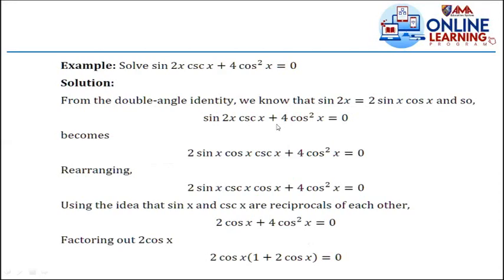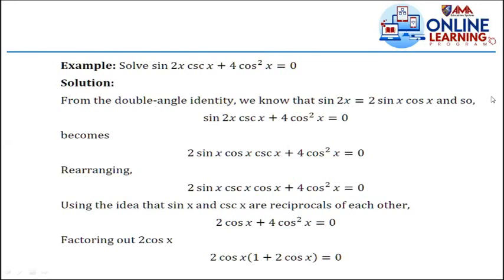So next we have another example. Solve sine 2x cosecant x plus 4 cosine squared x is equal to 0. Okay? So we are going to simplify. From the double angle identity, we know that sine 2x is equal to 2 sine x cosine x. This is our formula in the double angle identity: 2 sine theta cosine theta is equal to sine 2 theta.